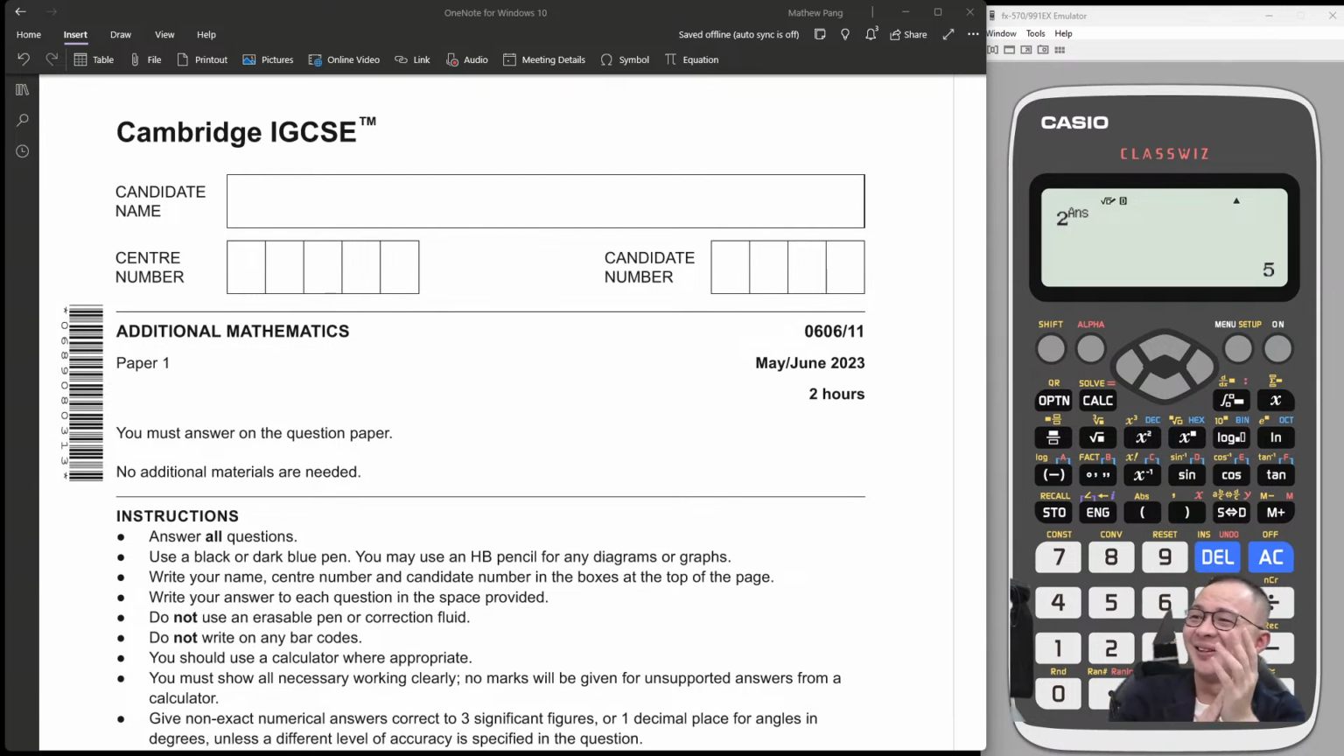Thanks for waiting. We have about 10 plus students over here. Today we discuss the IG paper, which is the May-June 2023 paper 1-1.